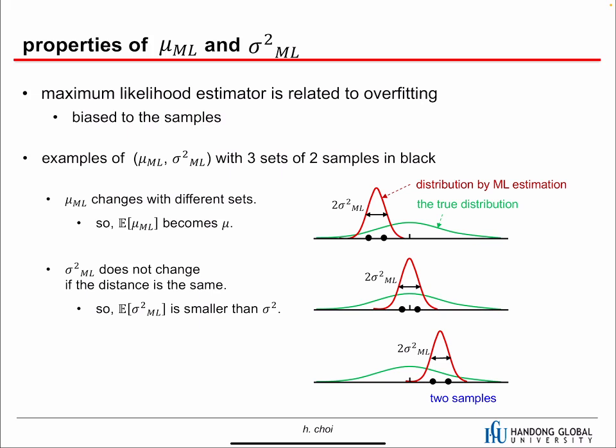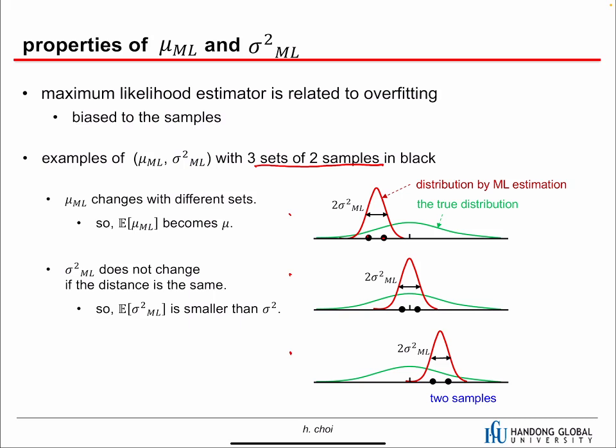You might get confused with this bias and unbiasedness, so let me explain what bias means here. As I said, the maximum likelihood estimator is related to overfitting, and it is biased to the samples. That's what overfitting means in general. So we have an example here. Let's say we have 3 sets of 2 samples. So we have 2 samples here, and we have 3 sets. Let's look at these sets.